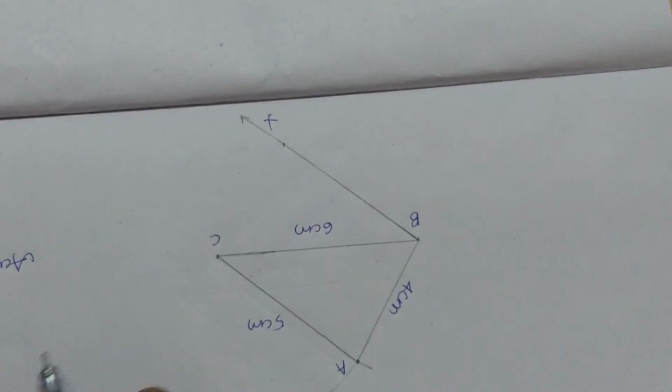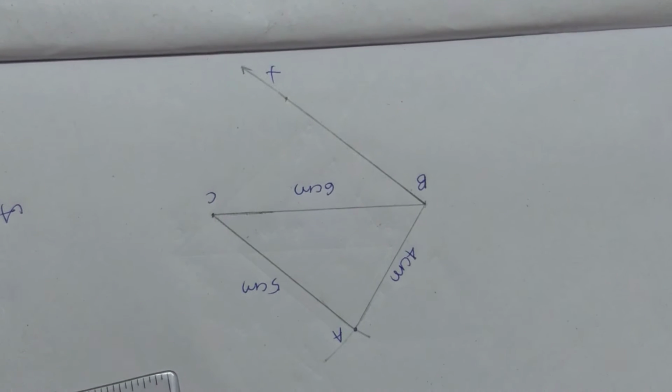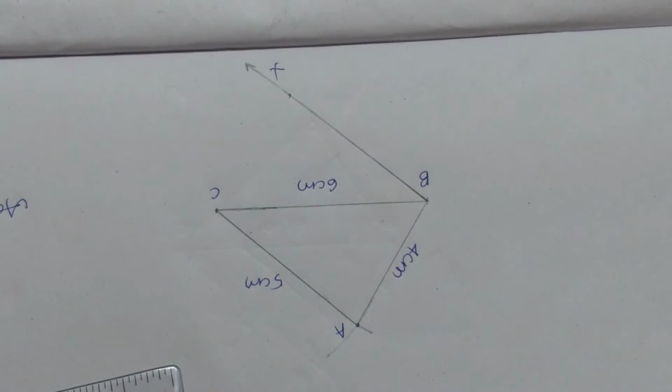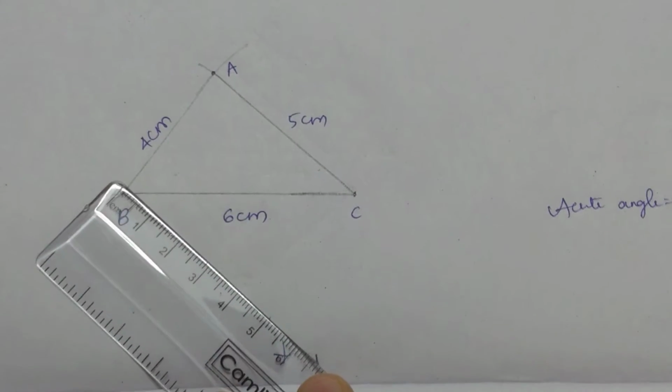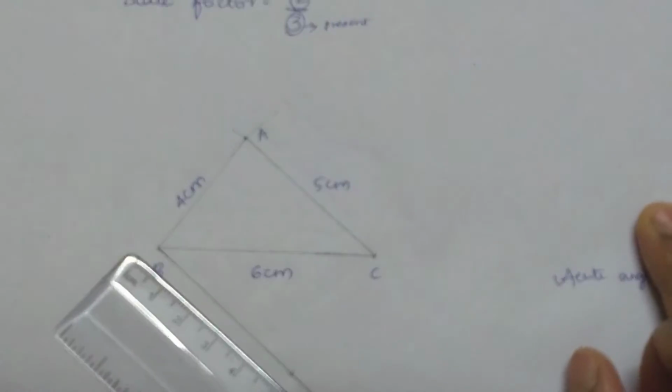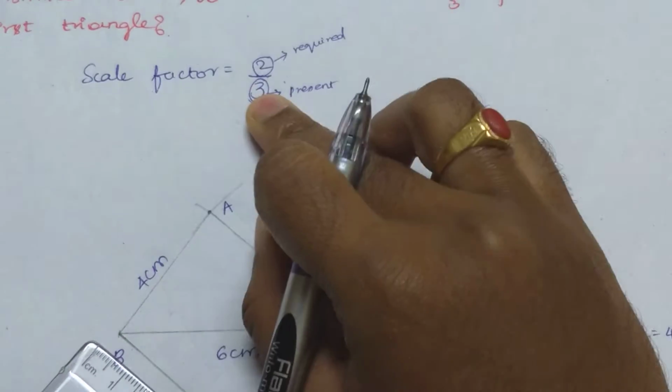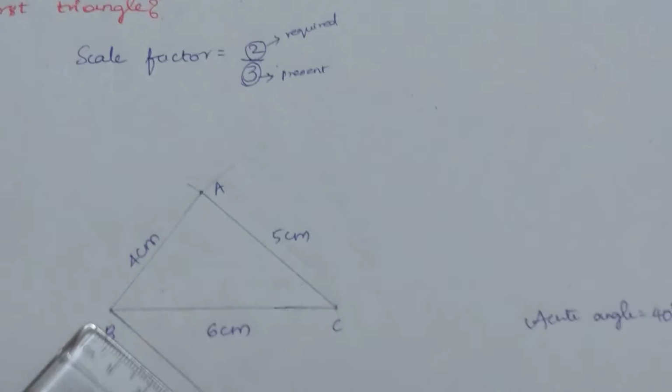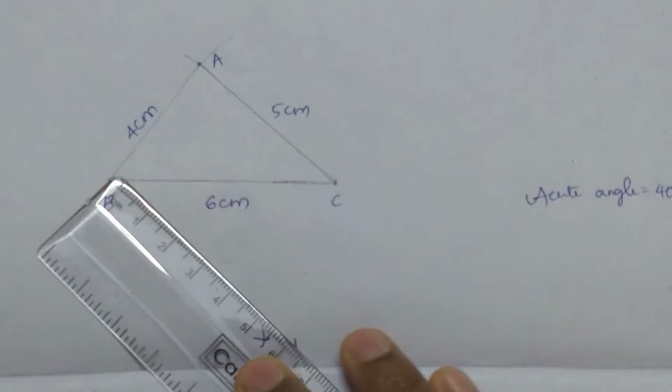After drawing a ray, what should we do? The next step is we have to plot the points on the ray BX. On the BX, how many points do we have to plot? When you see the scale factor, it is 2/3. So the bigger number is 3. So you have to plot 3 points on the ray BX.